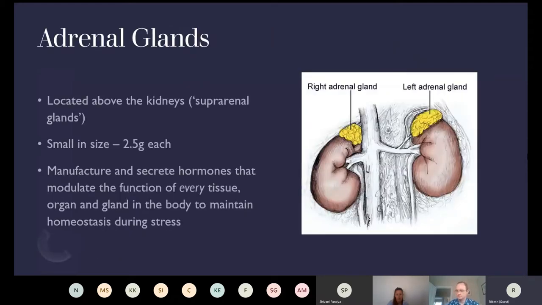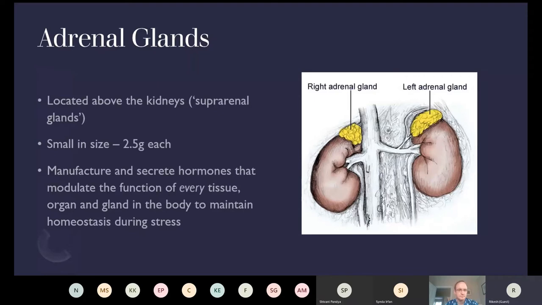So just briefly about the adrenal glands. They are also known as the suprarenal glands. They're located above the kidneys. They're quite small, about 2.5 grams each. And they're responsible for manufacturing and secreting hormones that modulate the function of every tissue, organ, and gland in the body. And they maintain homeostasis during stress as well.